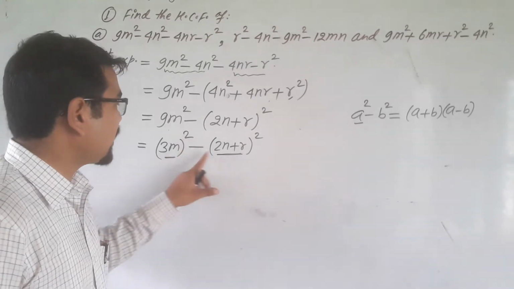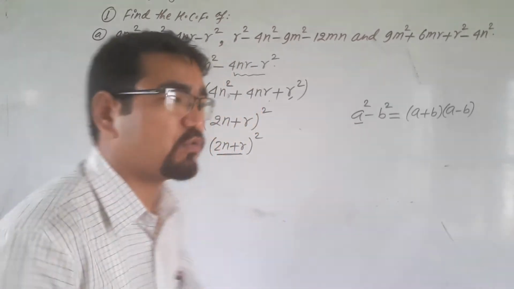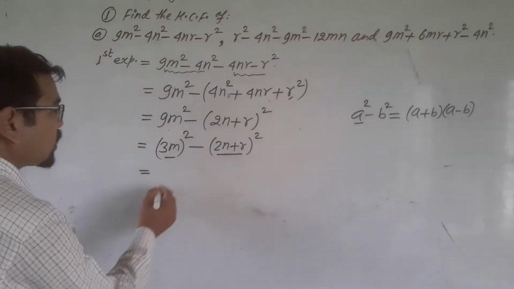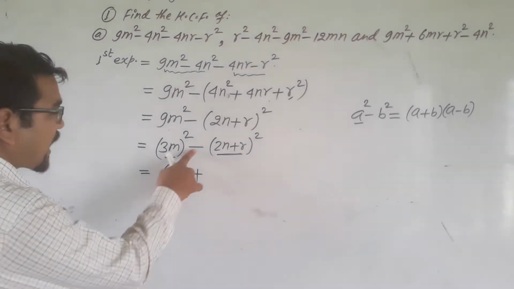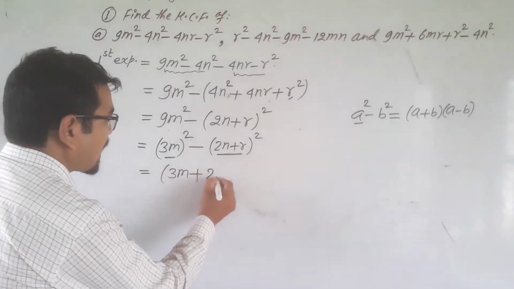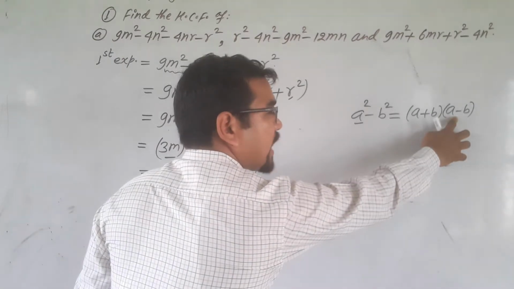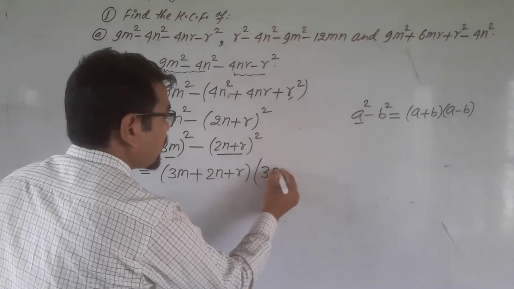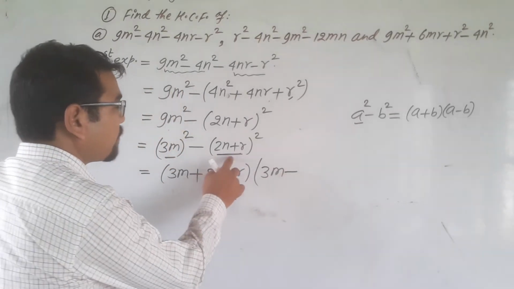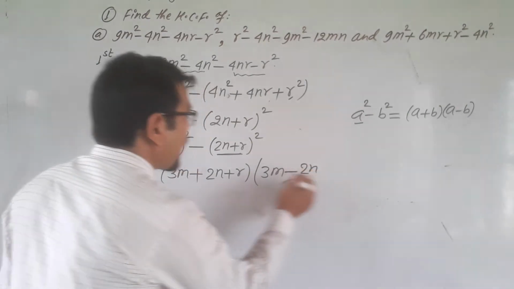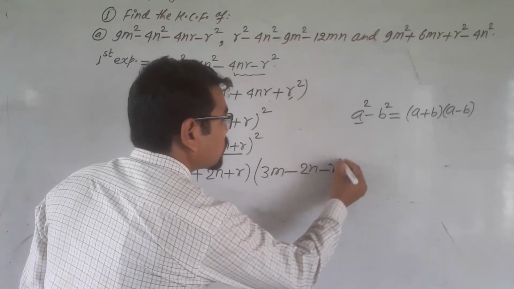A square minus b square is a plus b into a minus b. Very easily you can factorize it. So this is equal to, let's write a plus b first. A plus b means a is 3m, plus, b is 2n plus r. Similarly, a minus b we have to write. A represents 3m, minus b, b means 2n plus r. So while opening the bracket, the minus sign makes this 2n minus r. So this line we can write.